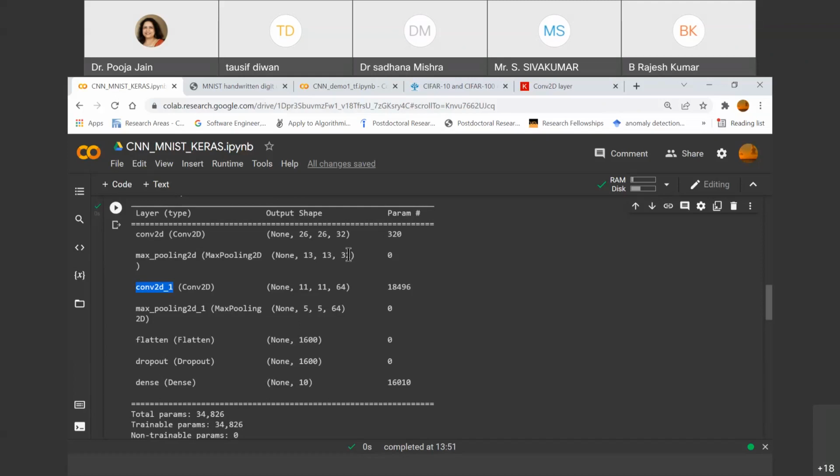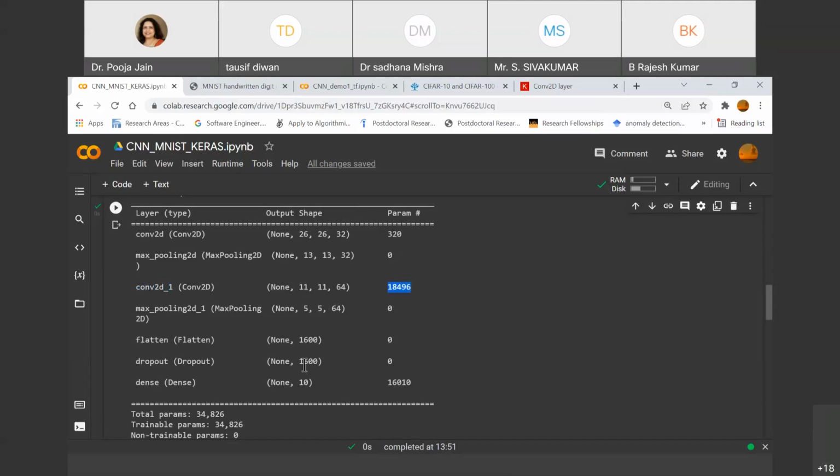After that, on 11 cross 11 we apply 2 cross 2 max pool, so it is getting converted to 5 cross 5. The depth is not getting changed. So the volume 5 cross 5 cross 64 is getting converted to a vector. So 5 times 5 times 64 is nothing but 1600. After that, dropout, once again 1600.